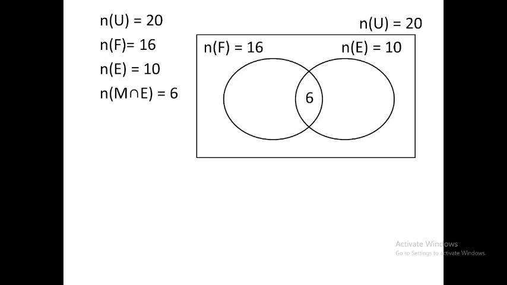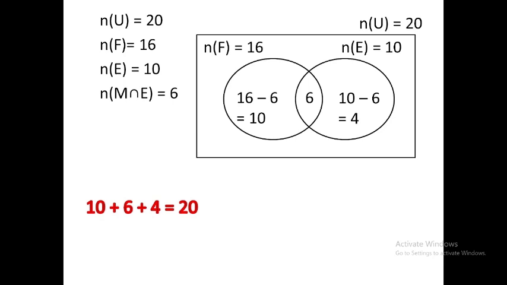This time around the intersection becomes 6, not Y, because we have solved it earlier, and so this is 6. Now let's find the difference. That is 16 minus 6 will give us 10, and then 10 minus 6 will give us 4. Good. Let's add the French only, that is students who are fluent in French only, plus the intersection plus English only, and see if everything will sum up to 20. And so we have 10 plus 6 plus 4, and everything is giving us what? 20. Good.